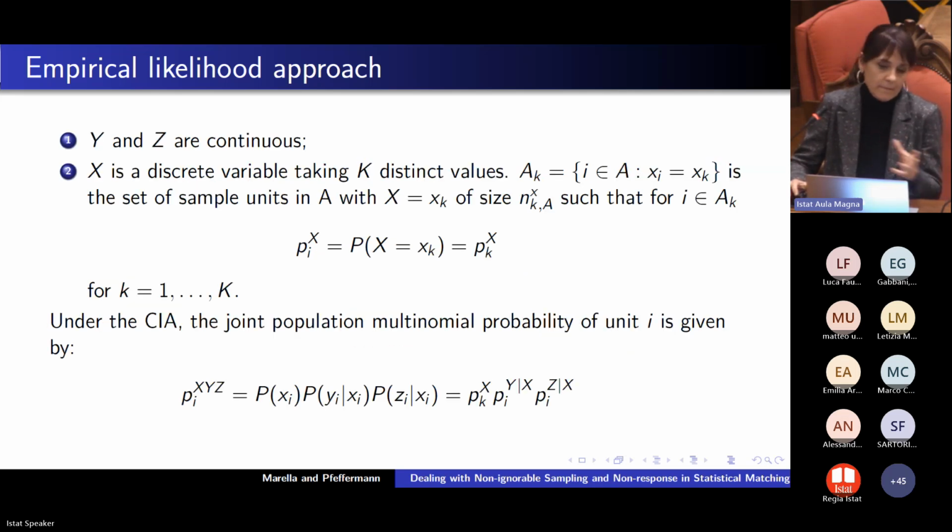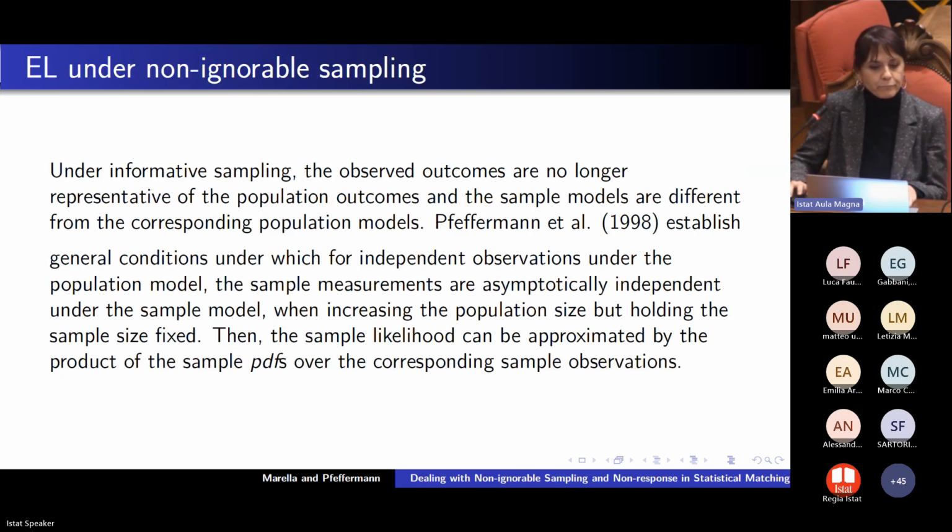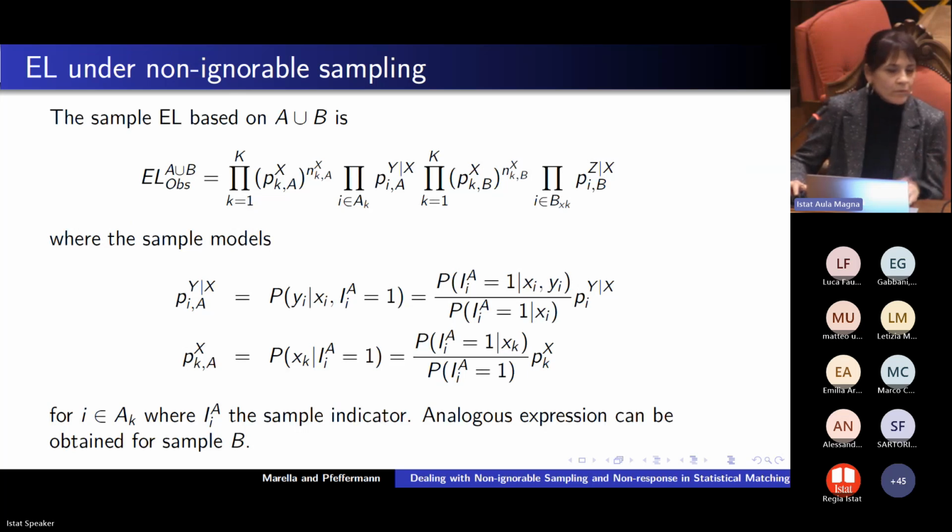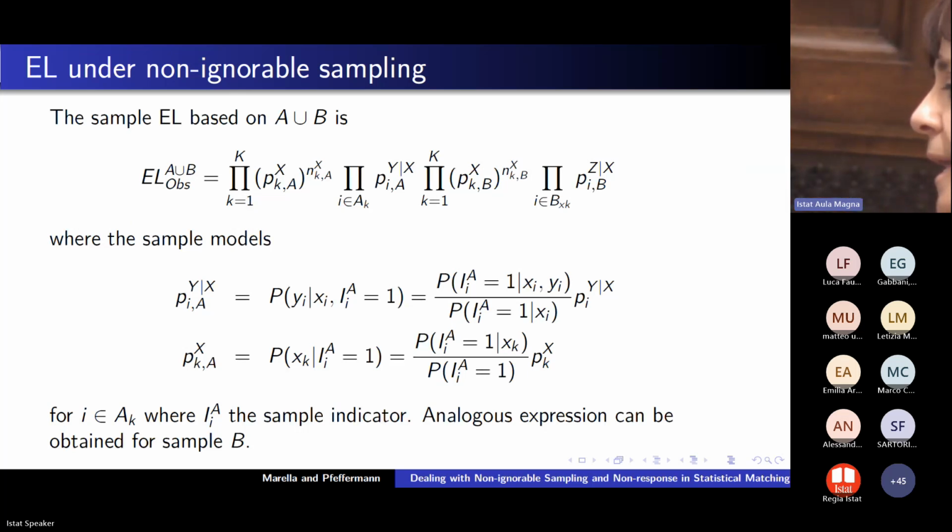In the sequel, we assume that the two variables Y and Z are continuous. X is a discrete variable taking K distinct values. And then under the conditional independence assumption, the joint population multinomial probability of unit i can be factorized in this way. Because under the conditional independence assumption, the joint distribution of Y and Z given X is given by the product of their marginals. And it's possible to prove that the sample empirical likelihood based on A union B is given by this expression, where the models appearing in it are the sample models.